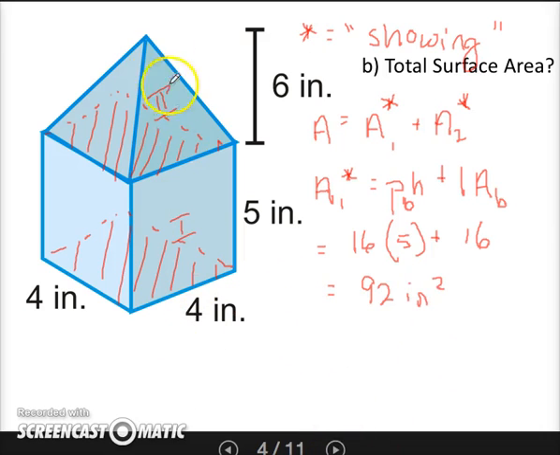Now, what about the part that's showing from this shape here? Well, from shape 2, we get a little break because the part that's showing is actually just the lateral area of this pyramid. We just get to forget about the base in this calculation. So that is a point in our favor here. We do need, however, to find the slant height. We're not going to get away with not finding that.